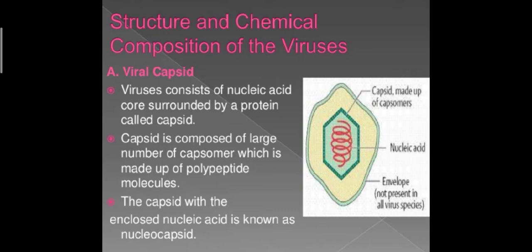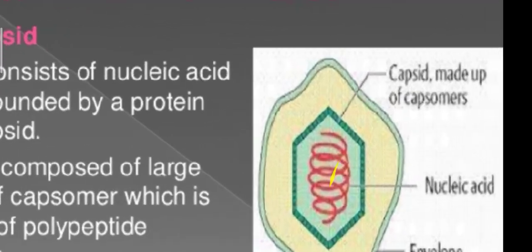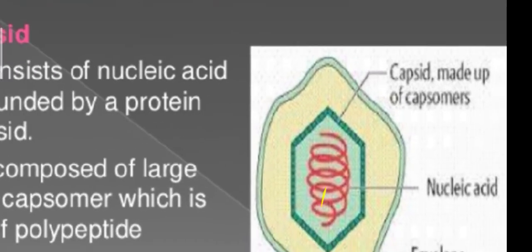Let's see the structure and chemical composition of the virus. The viral capsid: the virus consists of a nucleic acid core surrounded by a protein called the capsid. In this picture, you can observe the nucleic acid surrounded by this particular protein called the capsid. The DNA or RNA, for example the chromosome, is protected by the protein capsid.